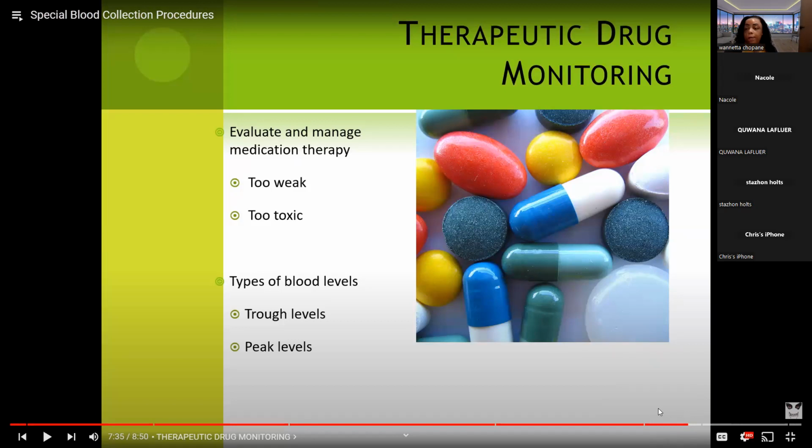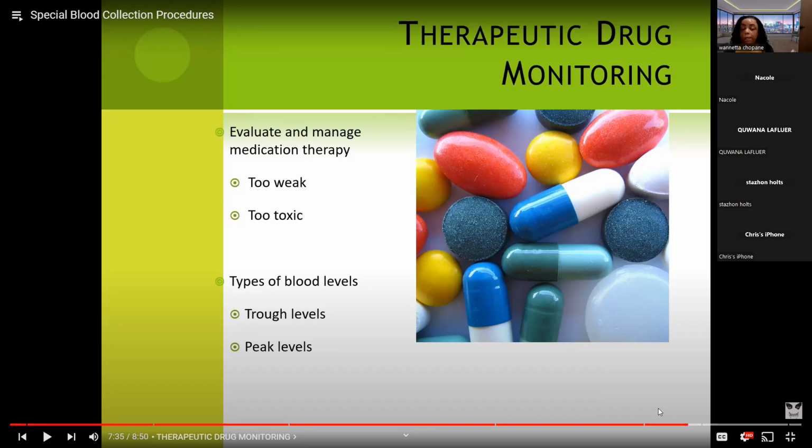Therapeutic drug monitoring comes in 2 ways. The doctor is going to tell you as a phlebotomist to draw the blood before the medication was given and then after the medication was given. Trough is before the medication was given. Peak is after the medication was given. The doctor wants to see at its peak level, how is the medication working?